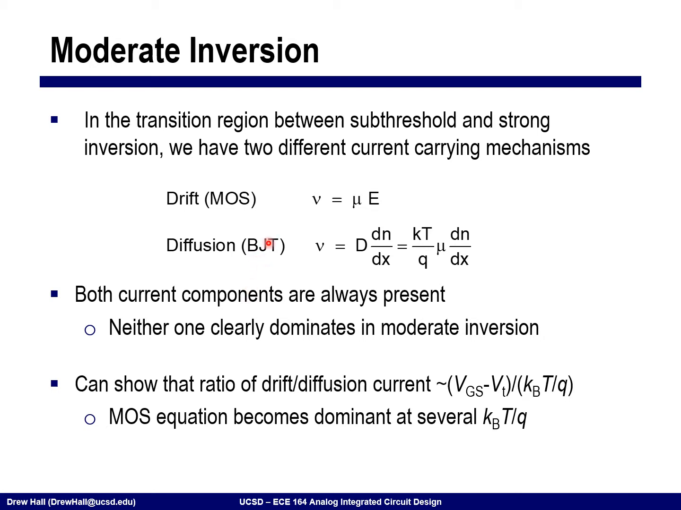It turns out that these two are always present in all modes of operation. It's just that in moderate inversion, neither of them really dominates the carrier action, and so it's this weird mix between the two of them. And so you can actually show that the ratio of the drift to diffusion current relates to the overdrive voltage, VOV, divided by the thermal voltage. And once we get above a few kT/q, or a few thermal voltages, this drift mechanism quickly starts to dominate the behavior. And so that's why we get good matching with our square law model in that case.